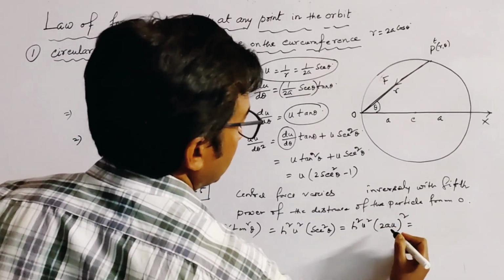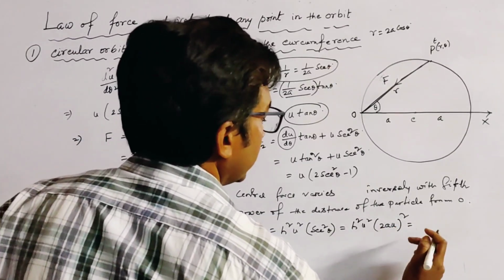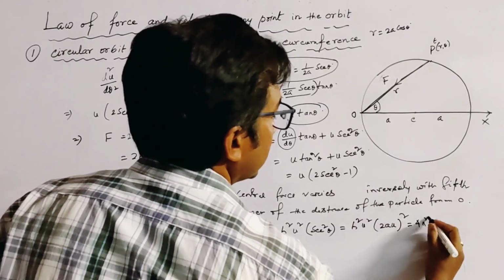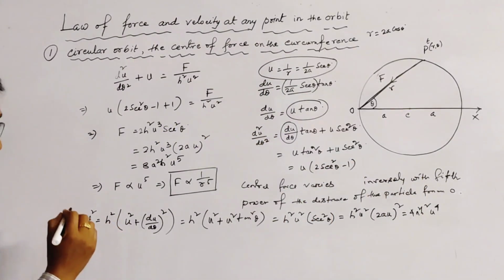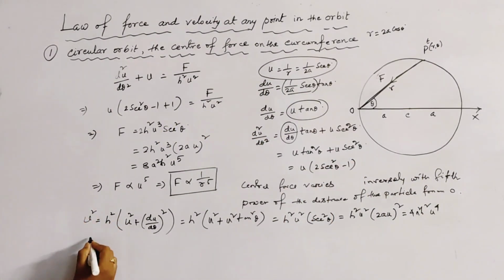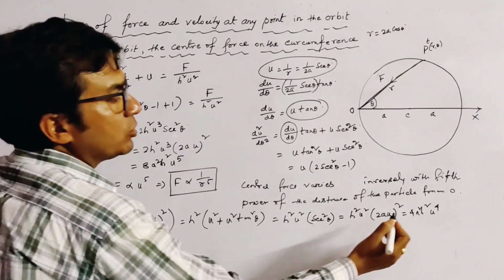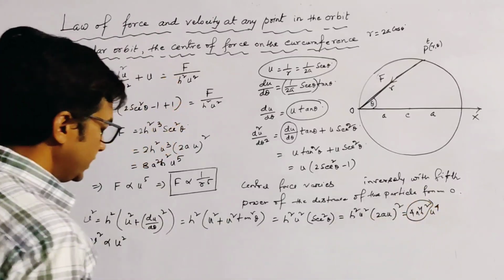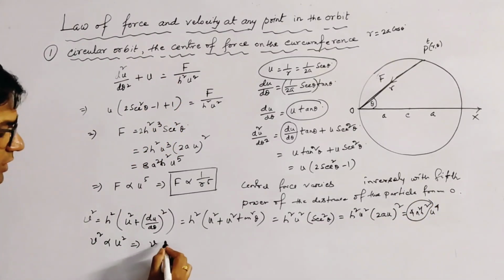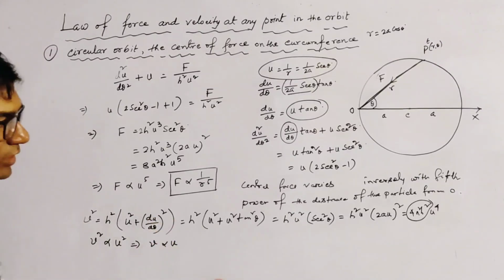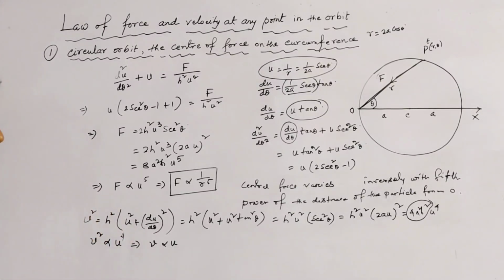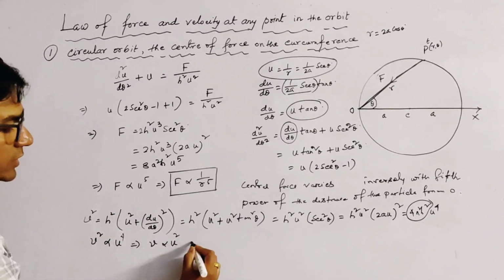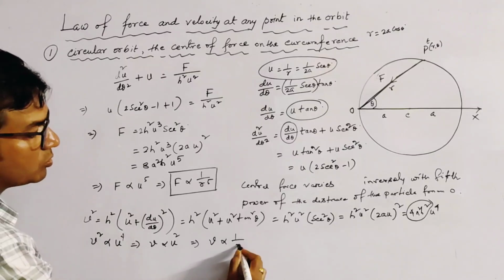So we get 4a square h square u to the power 4. Hence the law of velocity is given by v square is proportional to u square, because this term is a constant, and we write v is proportional to u. Sorry, this is not v square, this is u to the power 4. So this is u square, that is velocity is proportional to 1 by r square.